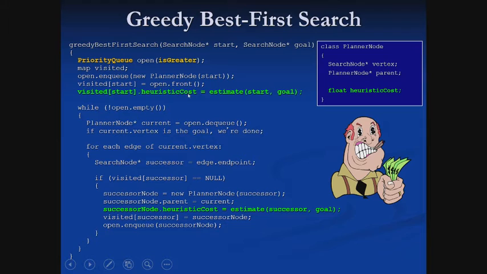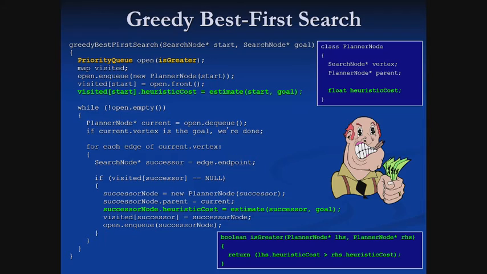So this first node, we're starting at our start, so we're estimating the difference between start and goal. But internally, when we add new nodes, we'll be talking about where we currently are, our current successor node, and the goal. What is the heuristic between those? So that's really all the changes we need to make to go from breadth first to greedy best first search. Oh, excuse me, I do have to define that is greater than. But yes, it's just going to take in our two planner nodes and return which of their heuristic costs is greater.